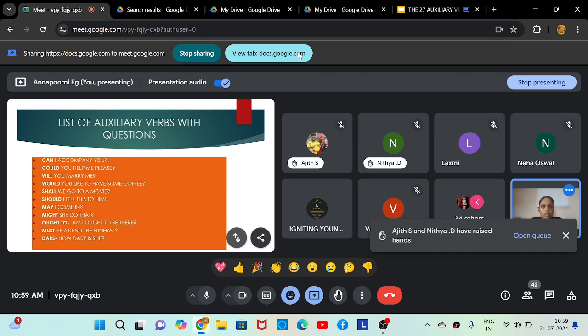May I come in? Might she do that? Might she do this is like, will she do that? Next is, am I ought to be there? It means, should I be there? Is it a must? Next is, must he attend the funeral? Funeral means the death ceremonies. If someone dies in a family, there will be some ceremonies that will happen, right? It varies from family to family, from customs to customs, and that's called a funeral. Okay, then, how dare is she?